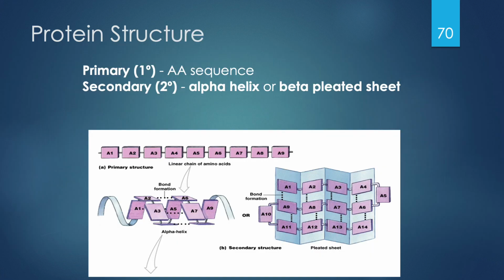A protein has 4 different stages that it goes through in order to become a fully functional protein. So first we have the primary sequence, which is strictly the amino acid sequence, as you see indicated in A below, which is just a linear chain of amino acids strung together one after the other. The secondary structure is going to be either an alpha helix or a beta pleated sheet. So you can see examples of what those look like below.